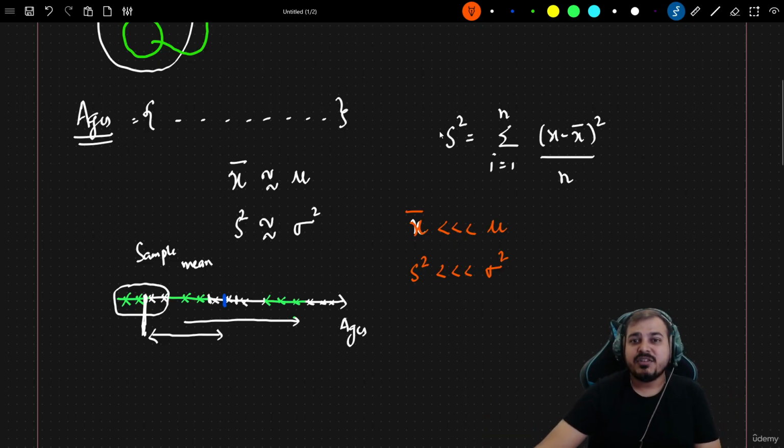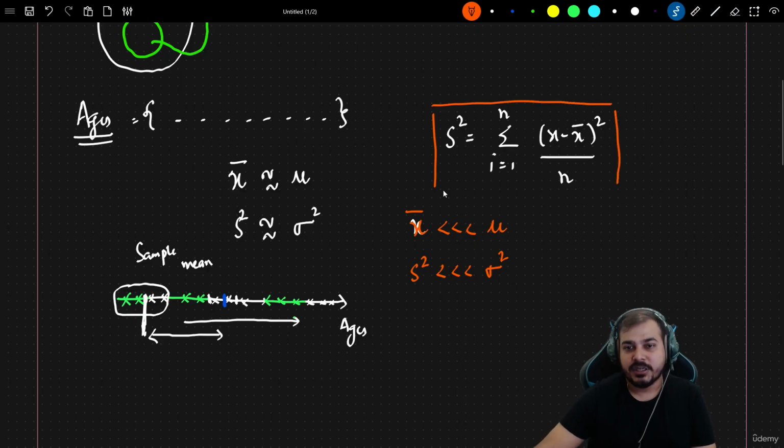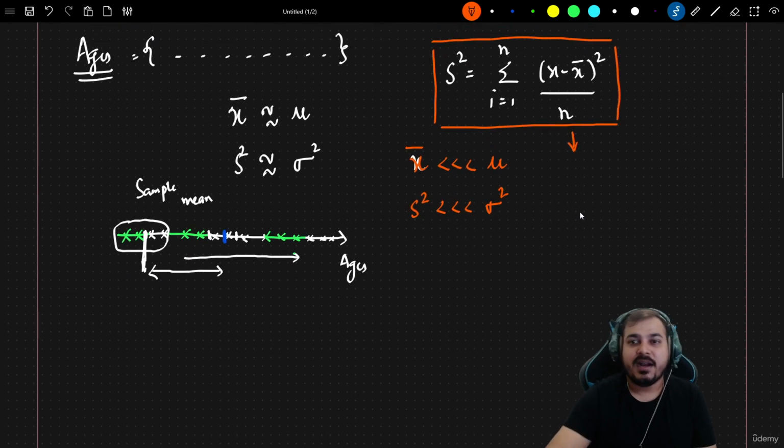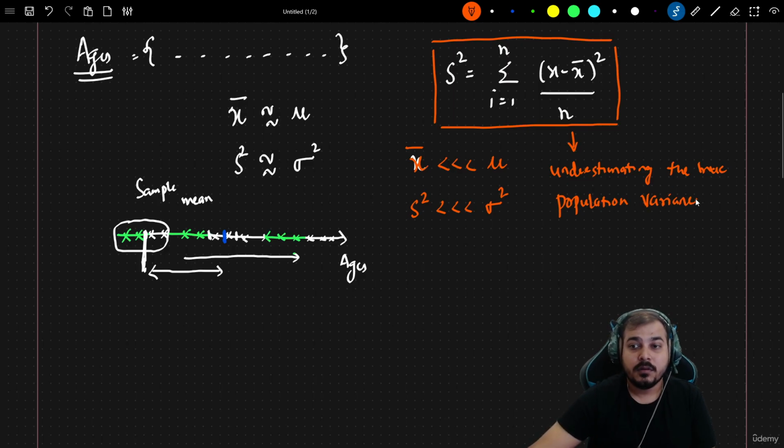So if I am specifically using this particular formula for this condition, what I am actually doing is underestimating the true population variance when I'm using this specific formula, right?